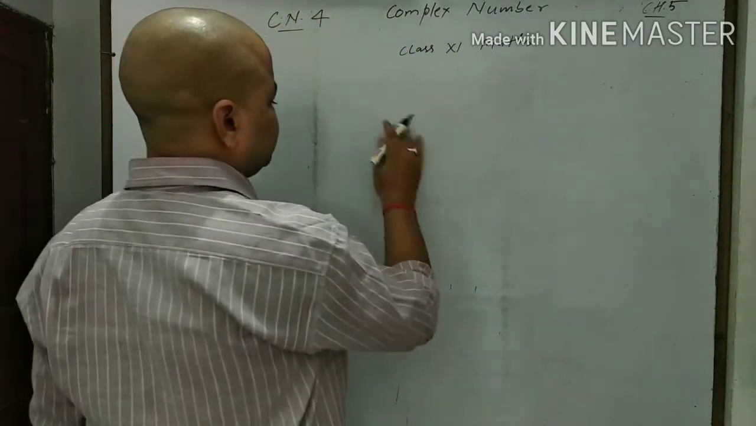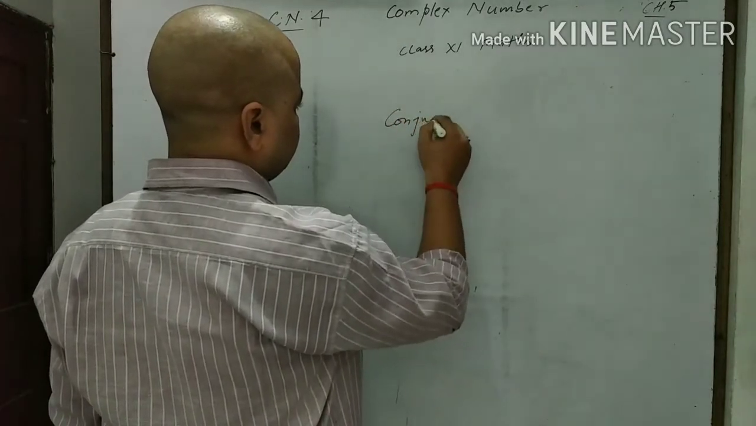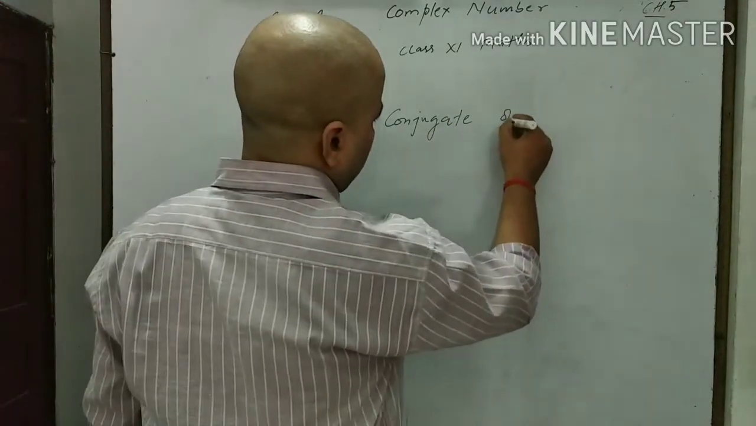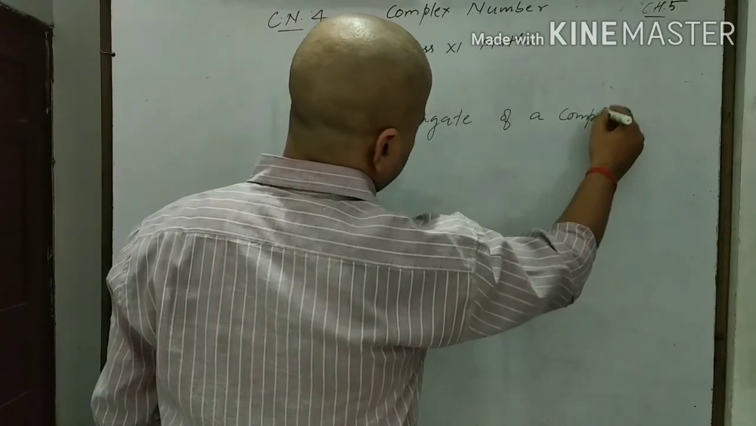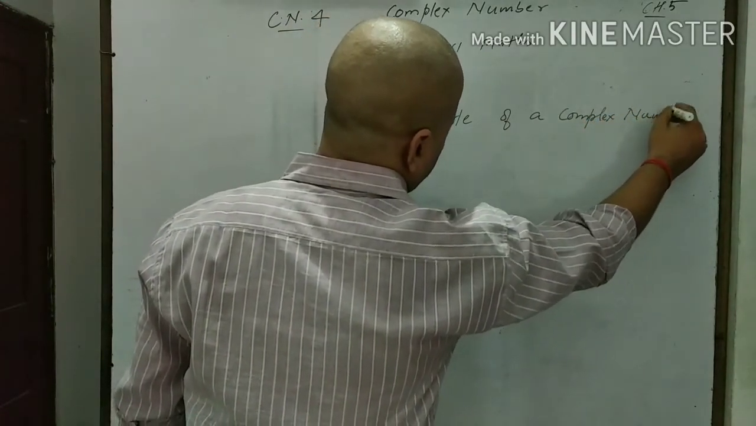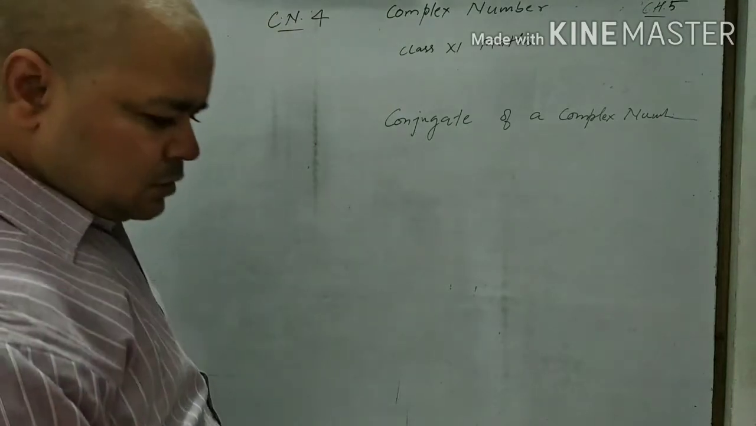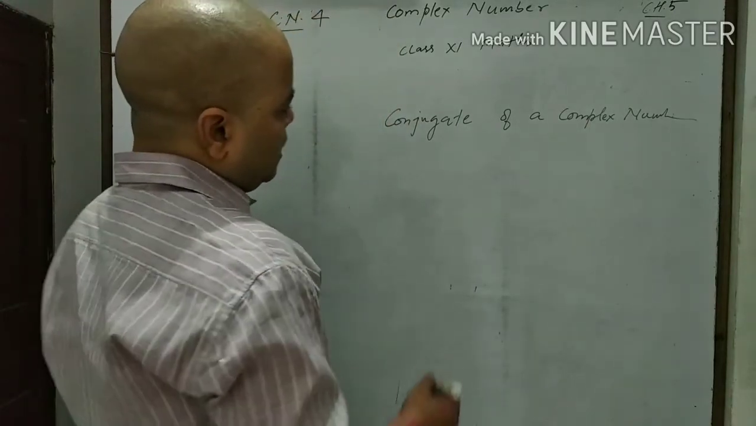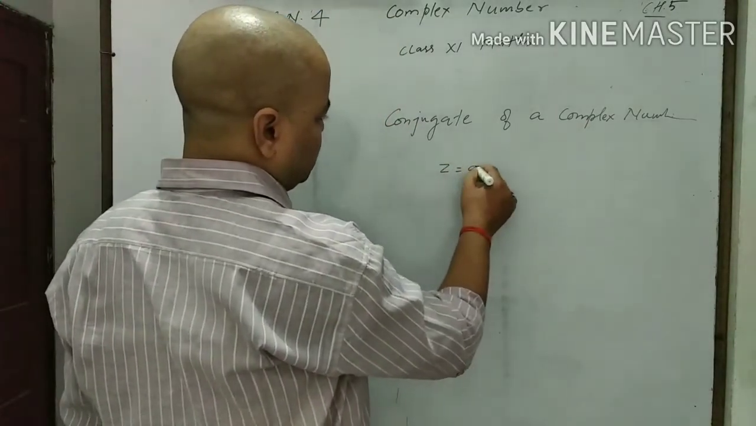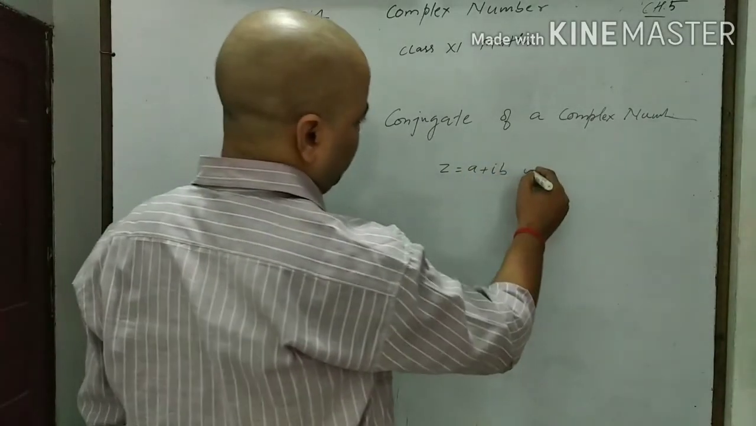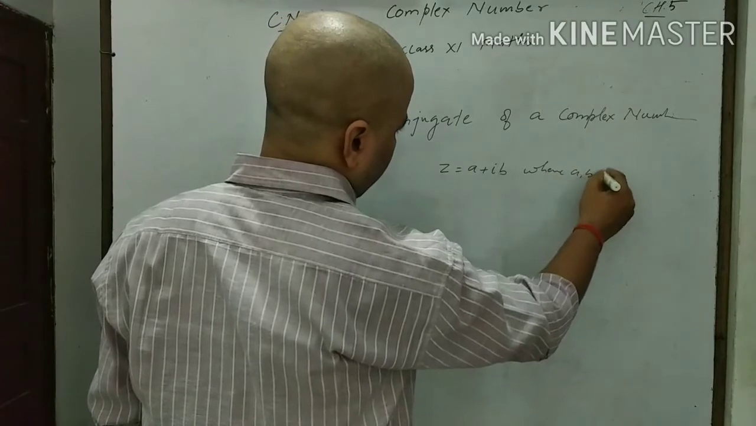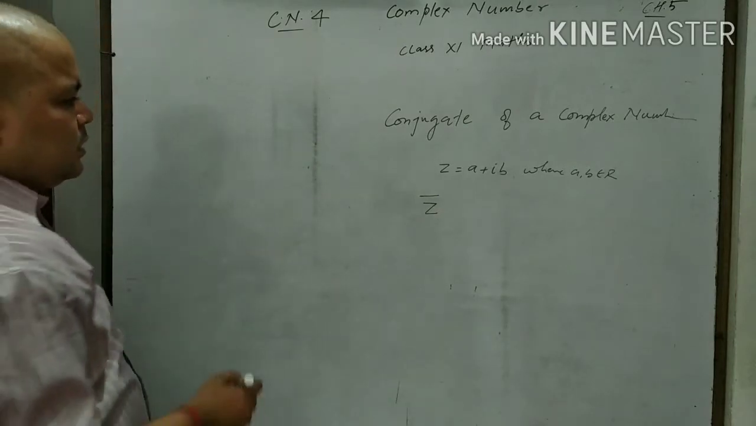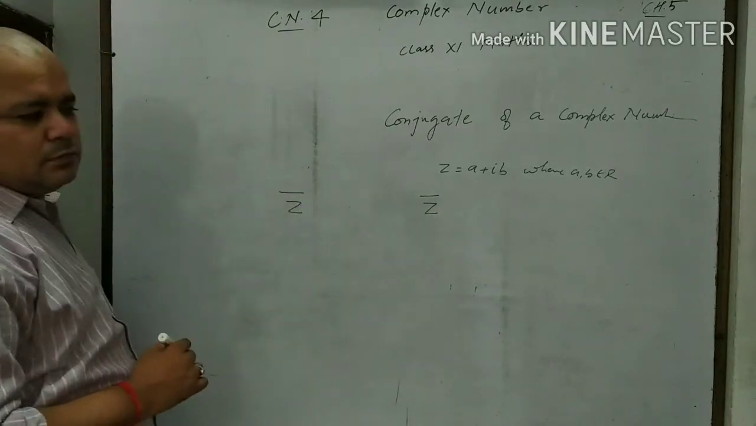Conjugate of a complex number. Conjugate of the complex number z is equal to a plus ib, where a, b belong to real numbers, is represented by z bar, like this. Z bar. Okay.